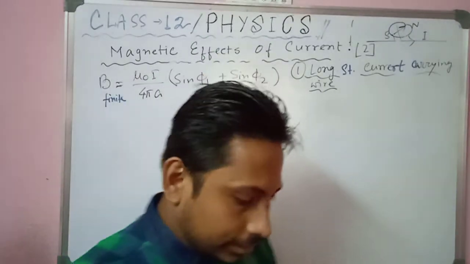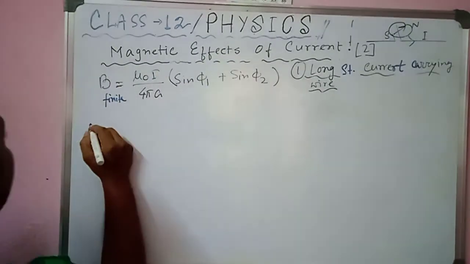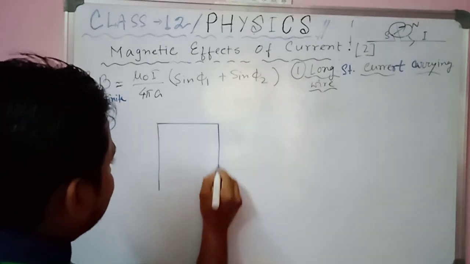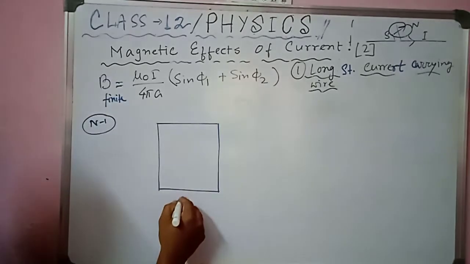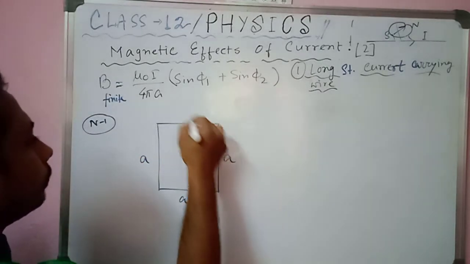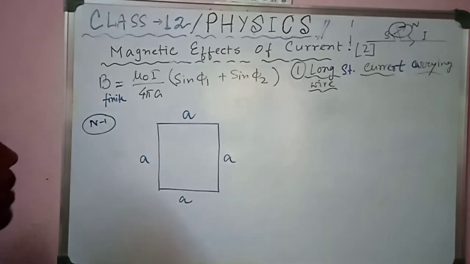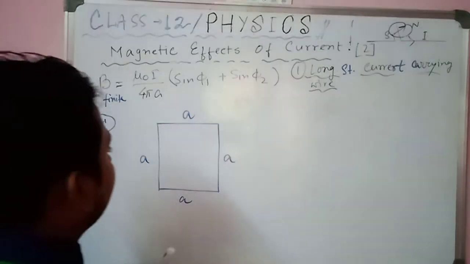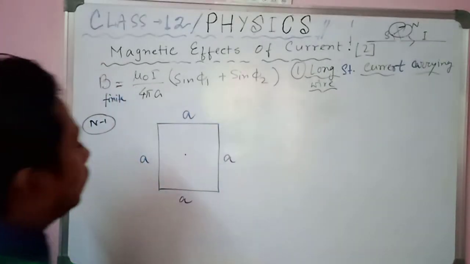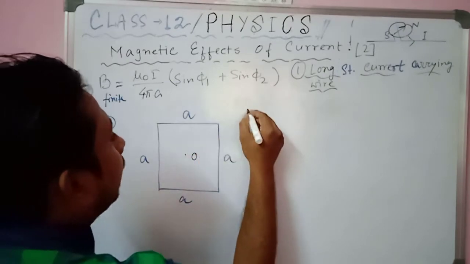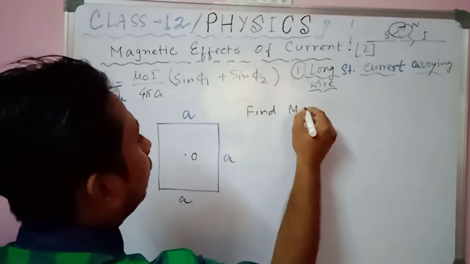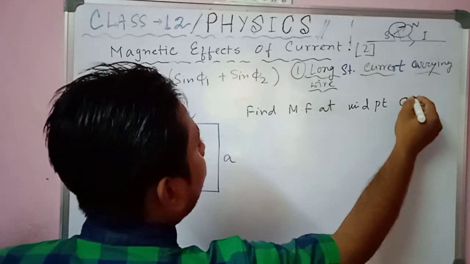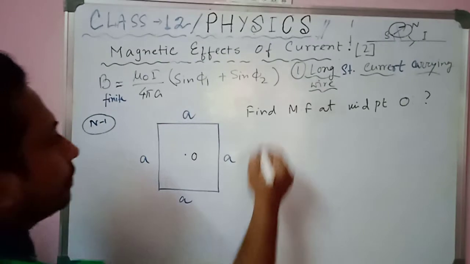For that, my first numerical, number 1. Suppose there is a square of side a, and they are asking to find the magnetic field at the midpoint O. So find the magnetic field at midpoint O. How much? Magnetic field means B.